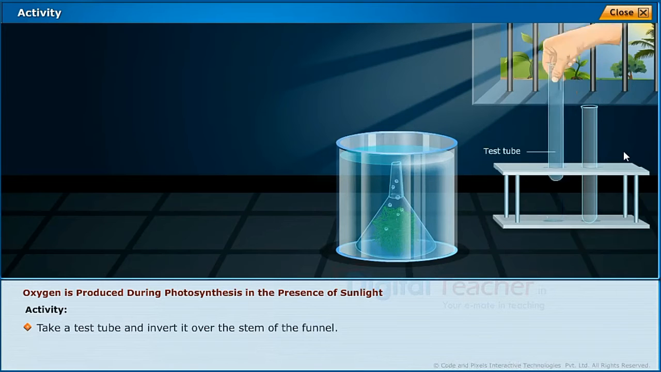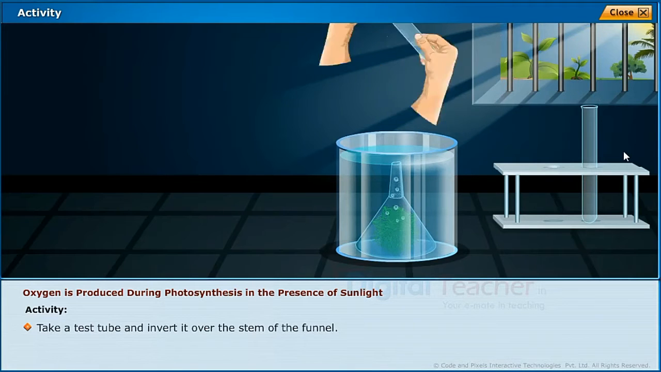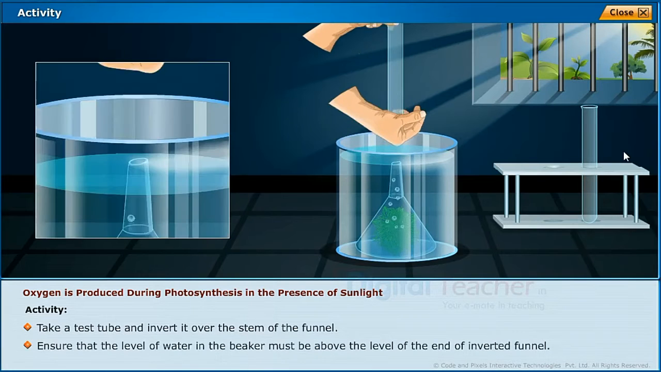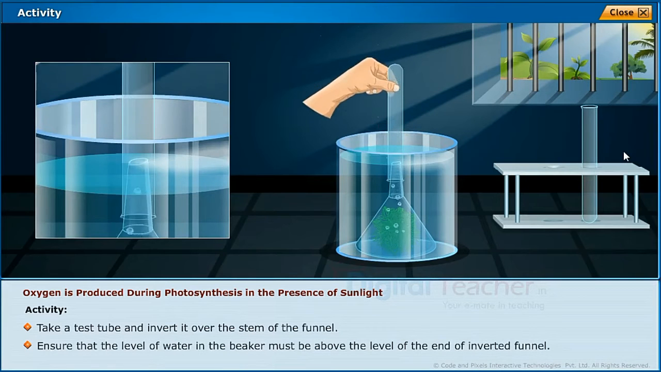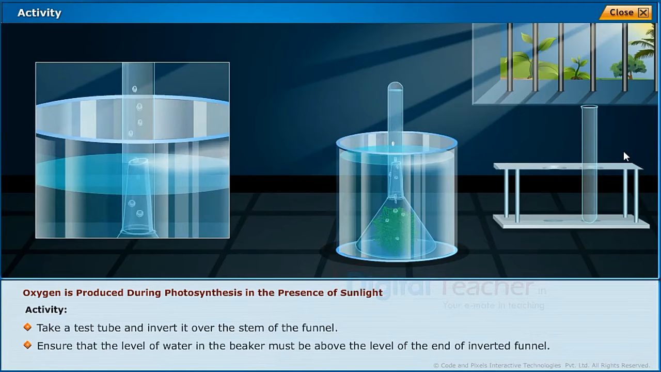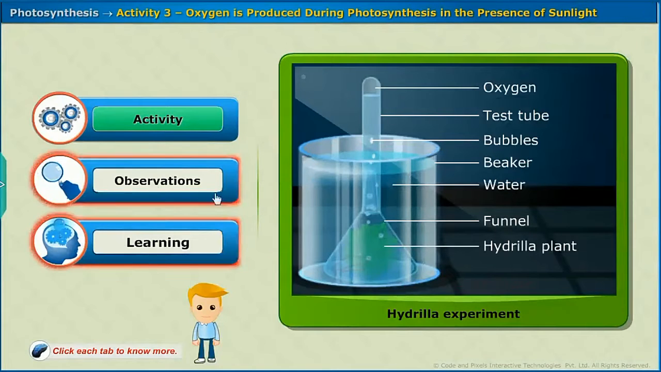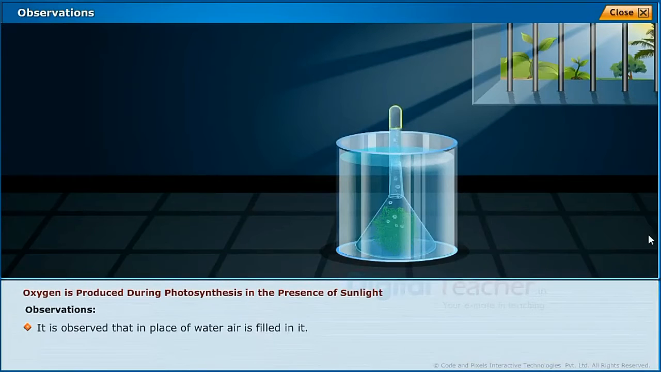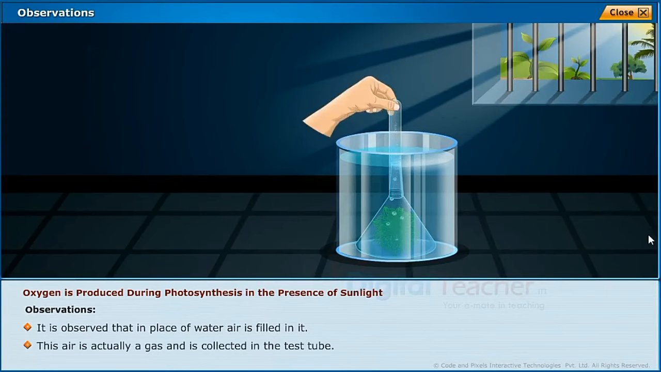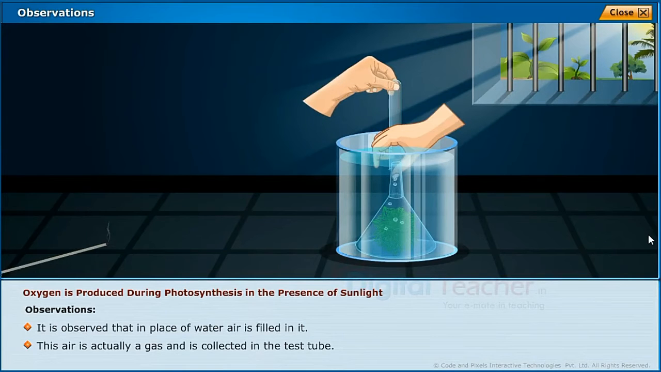Take a test tube and invert it over the stem of the funnel. Ensure that the level of water in the beaker is above the level of the end of the inverted funnel. Place the entire assembly of apparatus in the sunlight for at least 3 days. It is observed that in place of water, air is filled in it. This air is actually a gas and is collected in the test tube.